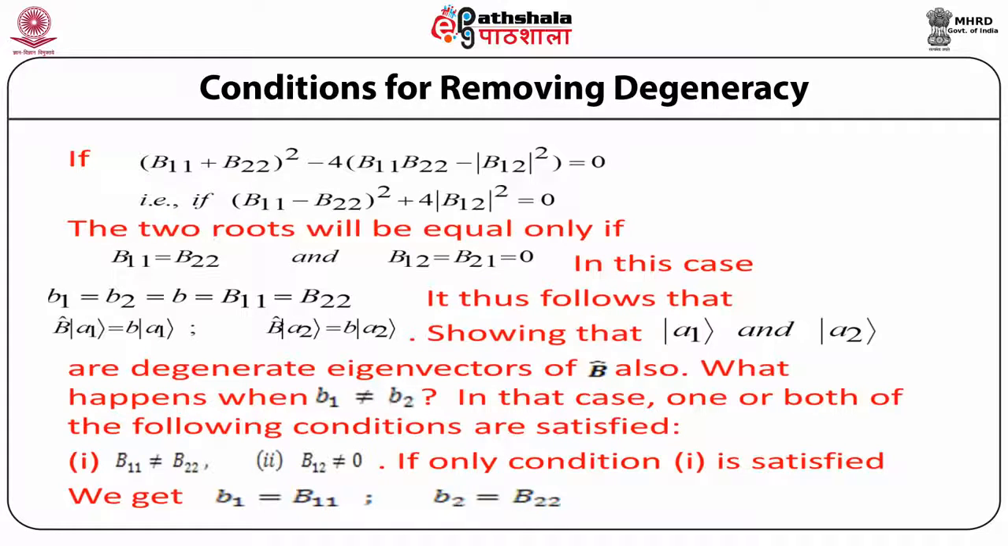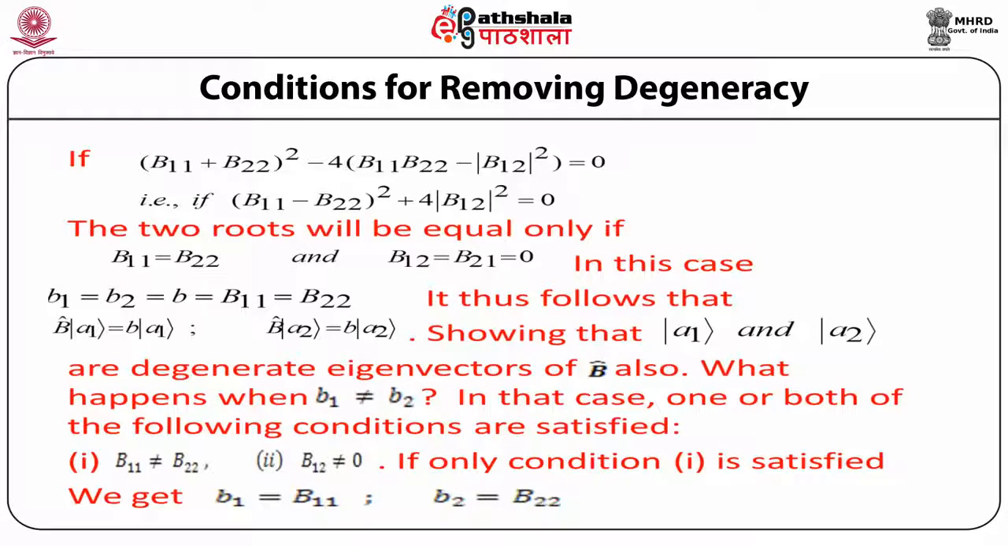It thus follows from the above discussion that operator B acting on ket vector A1 is equal to B times ket vector A1, and operator B acting on ket vector A2 is equal to B times ket vector A2, where B is the eigenvalue corresponding to the operator B. Now, ket vector A1 and ket vector A2 are degenerate eigenvectors of the operator B also. So what will happen when B1 is not equal to B2?